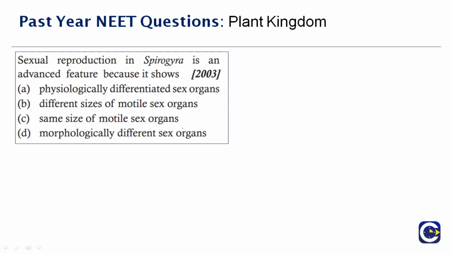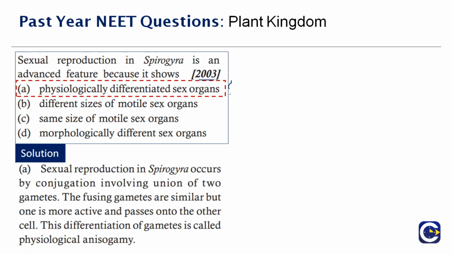Now let's move to the next question. This question was asked in year 2003. Let's read it here. Sexual reproduction in Spirogyra is an advanced feature because it shows what? Okay. So here you're given 4 options: physiologically differentiated sex organs, different sizes of motile sex organ, same size of motile sex organ, morphologically different sex organ. The correct answer to this question is option A, physiologically differentiated sex organ.